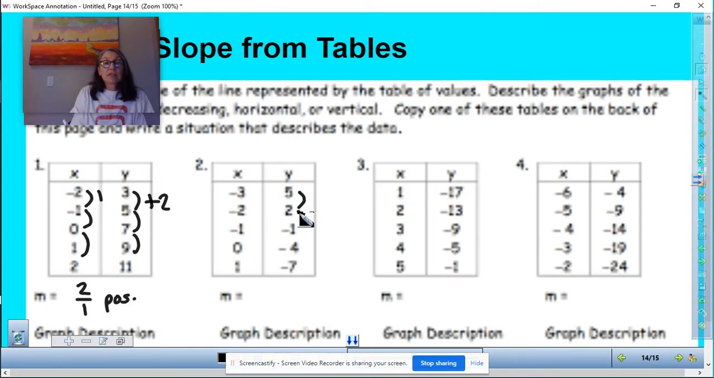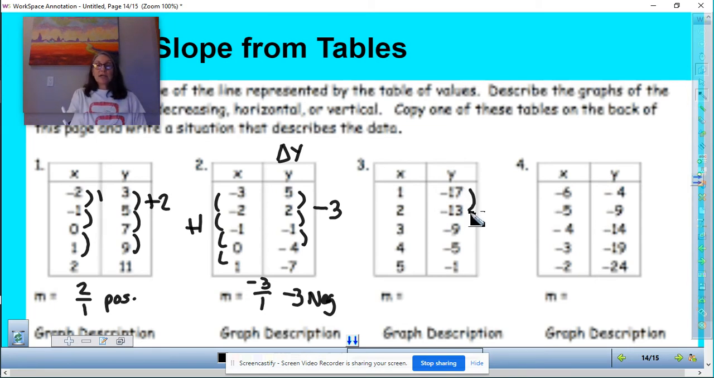Here, this time I'm decreasing by 3 each time in my y. My delta y is a decrease of 3. My delta x is an increase of 1. So my slope is negative 3 over 1, or a slope of negative 3. It's a negative slope.